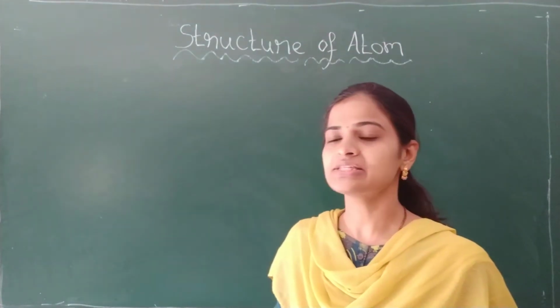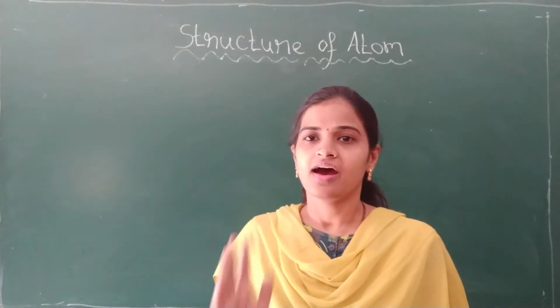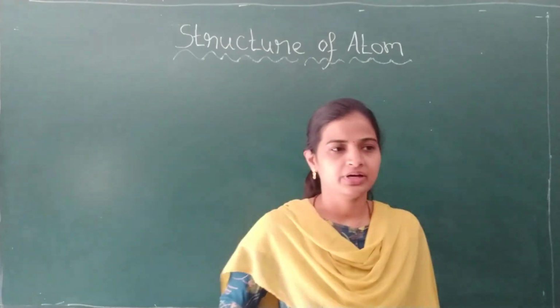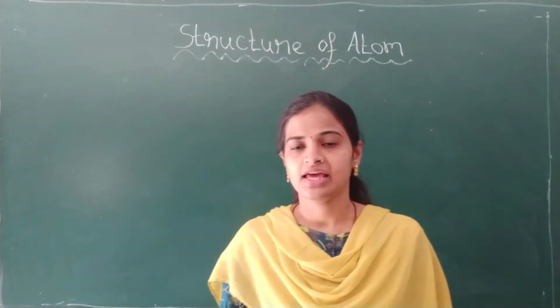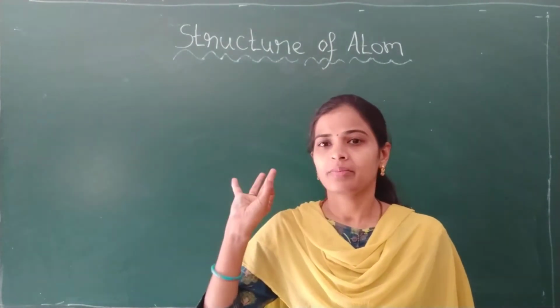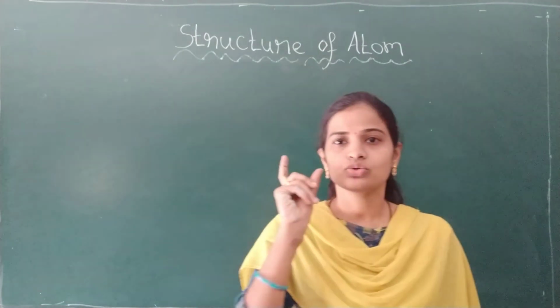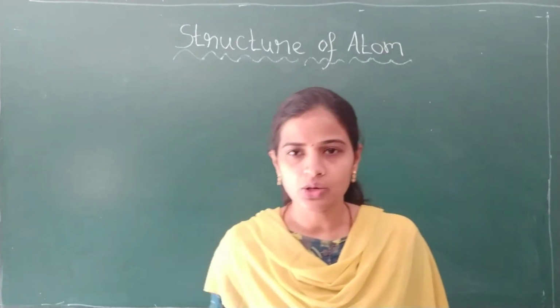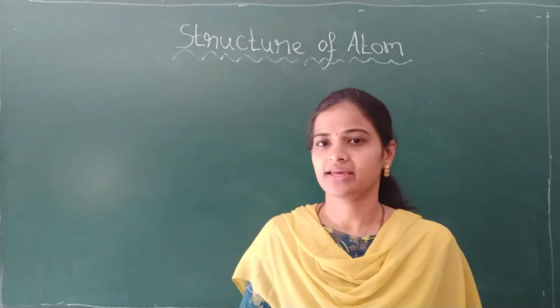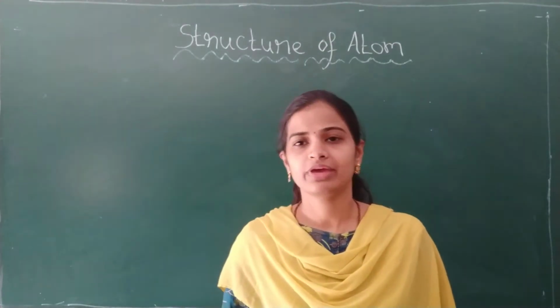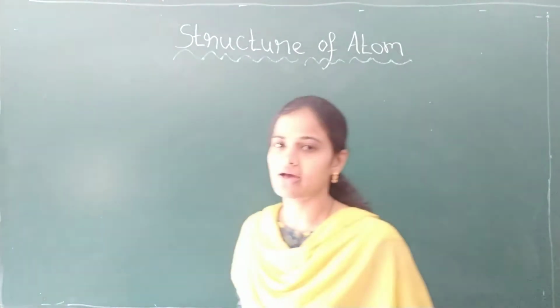In the previous class we discussed how to determine the wave number of the spectral series: Lyman series, Balmer series, Brackett series, Paschen series, and Pfund series. How to know the values of N1 and N2 for the first line, second line and so on, we studied in the previous class. Also we have solved a problem.